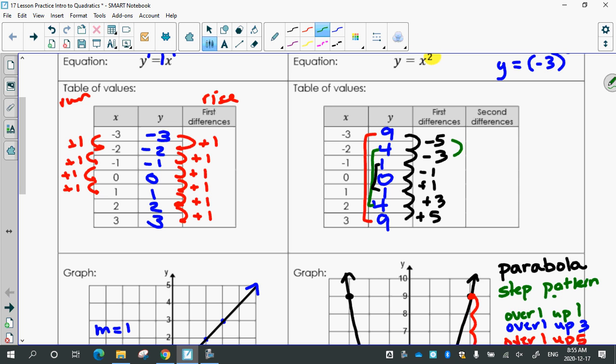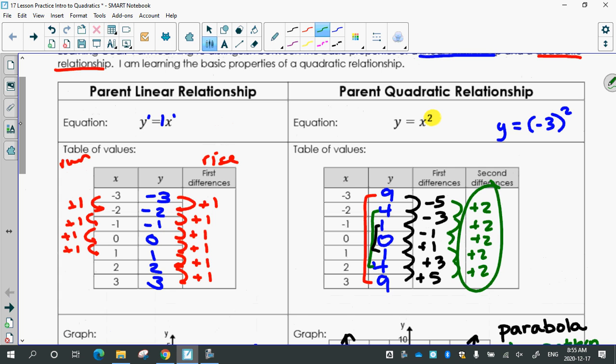To get from -5 to -3, I go up 2, -3 to -1, up 2, -1 to +1. You see it's up 2 all the way down. So the second differences are constant. That's what makes it a quadratic. Okay? First differences are constant, it's linear. The exponent on x is 1. Second differences are constant, it's quadratic. Okay? The exponent on x is 2.